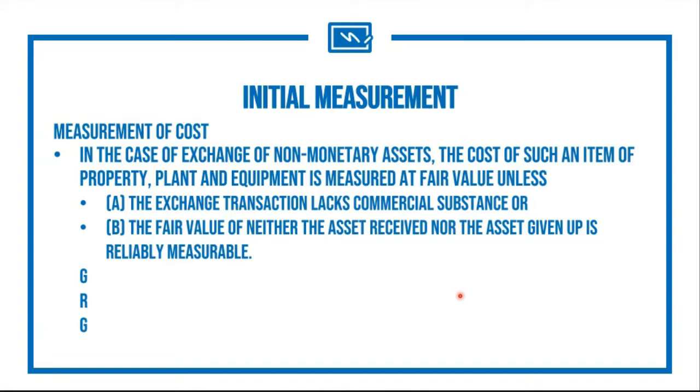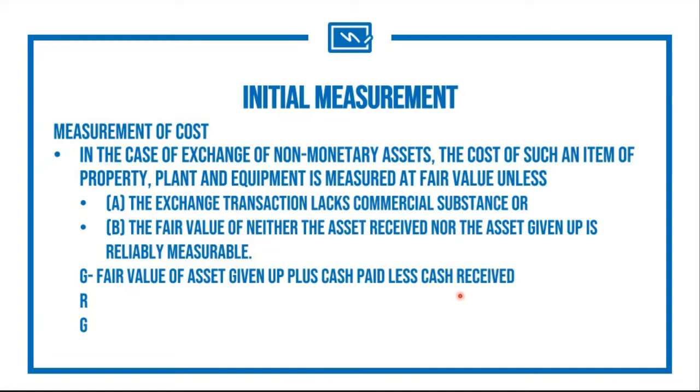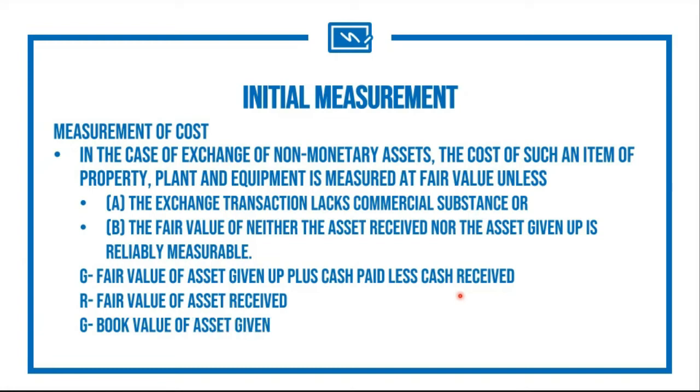So what we are going to do first, if there is commercial substance, is we're going to get the fair value of asset given up plus cash paid less cash received. Okay? And then R is fair value of asset received. And finally, the last G is book value of asset given up plus cash paid less cash received. This is the hierarchy of how you are going to apply the concept.